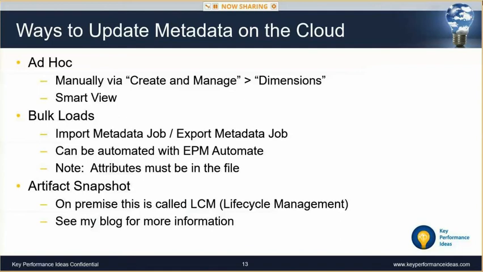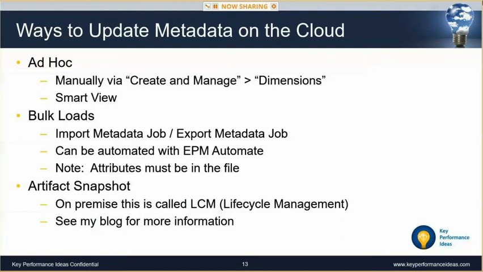One thing that's a little bit different between on-premise and the cloud is if you have a dimension that has attributes associated with it, with the cloud you have to include the attributes in the file or they will be wiped out. Versus on-premise, you can load a file that doesn't have attributes to update parts of your metadata, but that's not an option with the cloud.